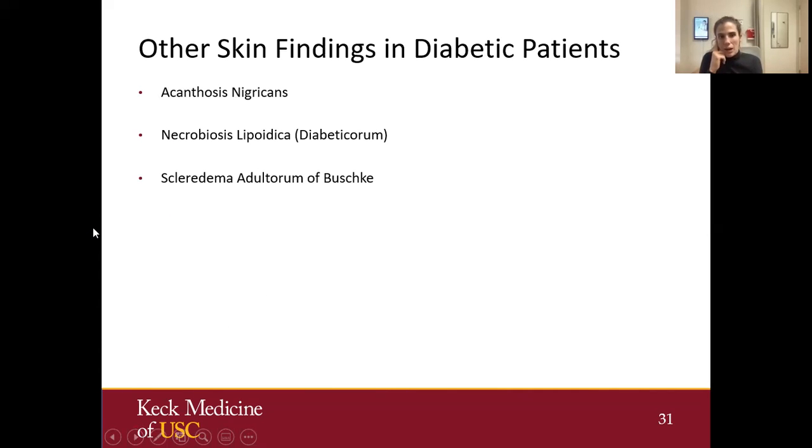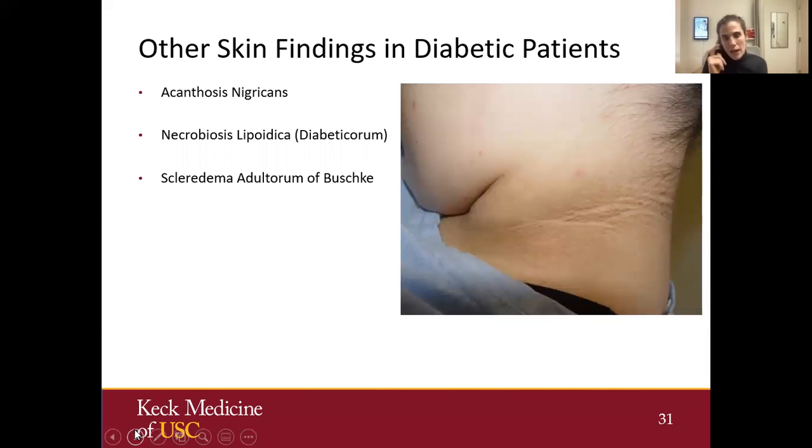So AN is one of the other findings, other than diabetic dermopathy, that we can see as a skin finding in patients with diabetes. Can we click on the image? Perfect. Thank you so much, Brandon. Here's another example of AN on the neck, but it can be in all those locations and more. It can be on the dorsal hands. Sometimes you can see it a little bit more diffusely in patients. We can move on to the next photo.